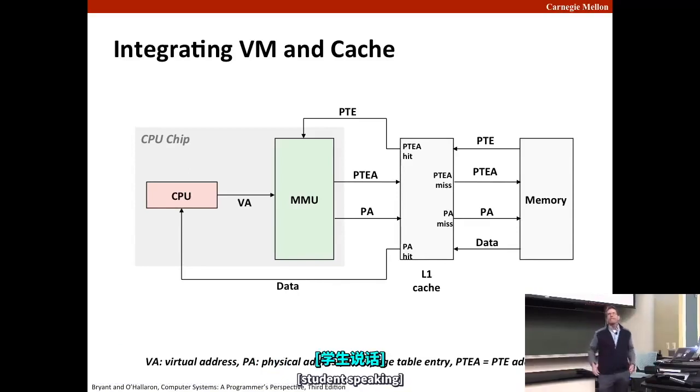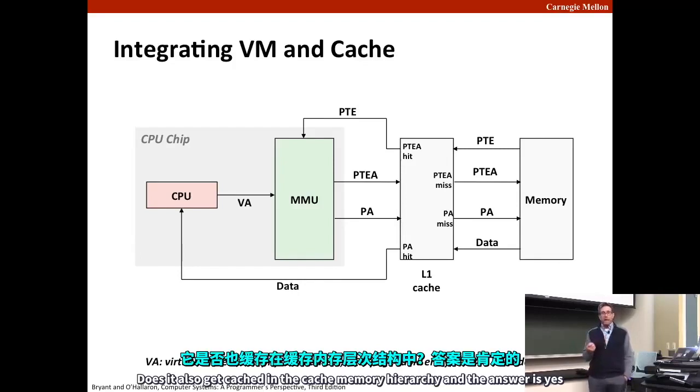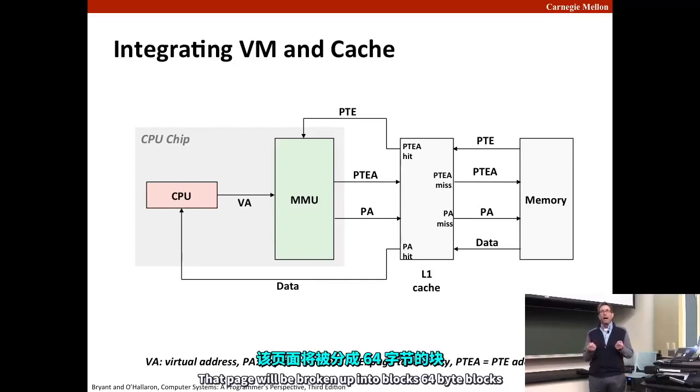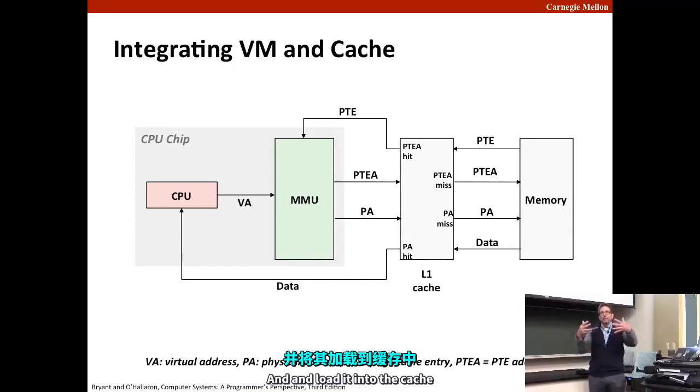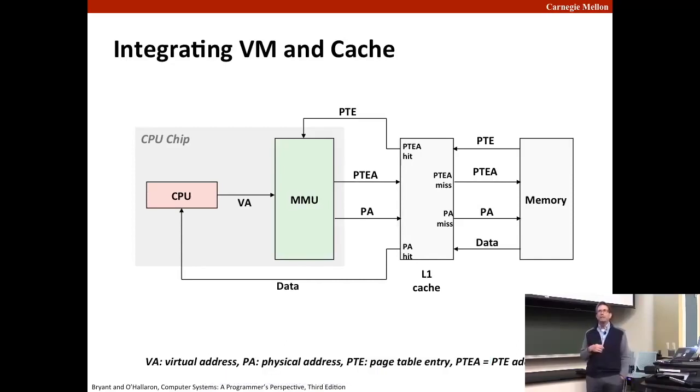Okay. Yes? When you load a page from disk into memory, does a portion of that page get loaded from memory to cache, into like the L1? Oh yeah, so the question is when you load a page from disk into memory, does it also get cached in the cache memory hierarchy? And the answer is yes. So if you load an entire page, that page will be broken up into 64-byte blocks and loaded into the cache. So everything that you fetch from memory goes through the cache hierarchy.